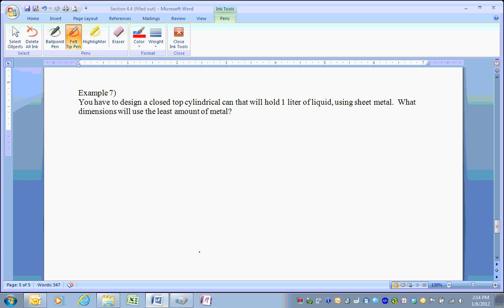Okay, example 7. You have to design a closed top cylindrical can that will hold 1 liter of liquid using sheet metal. What dimensions will use the least amount of metal? Okay. So we need two formulas. We need the volume and the surface area. Volume I think might be kind of easy. Surface area, what?